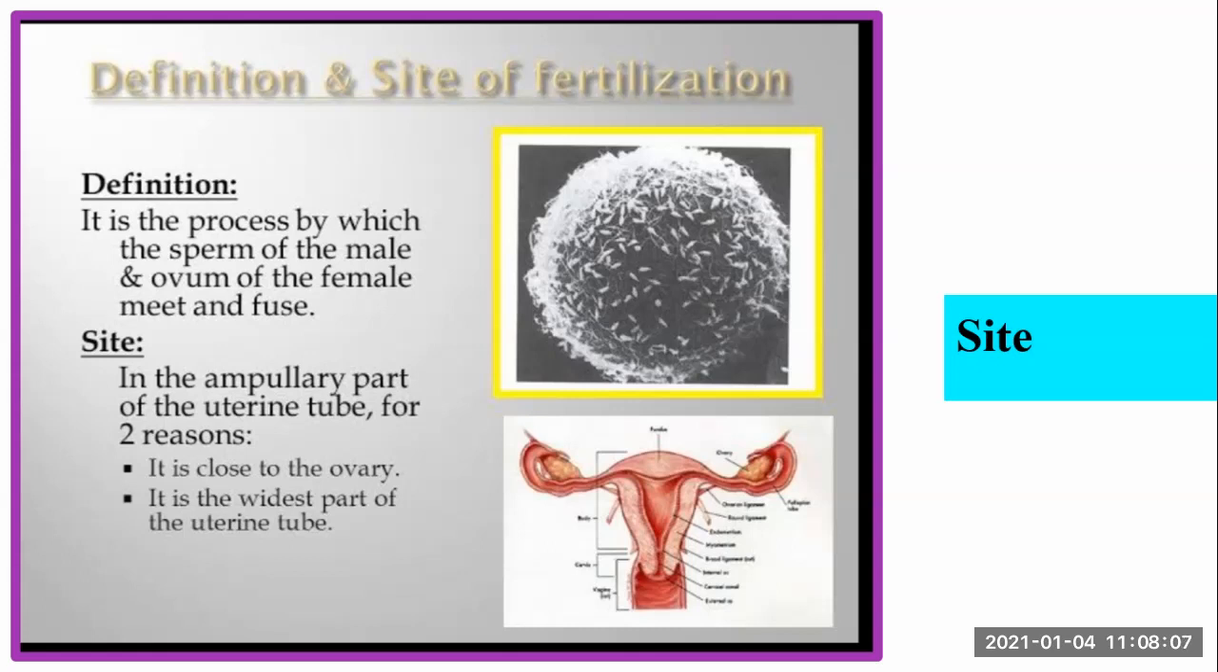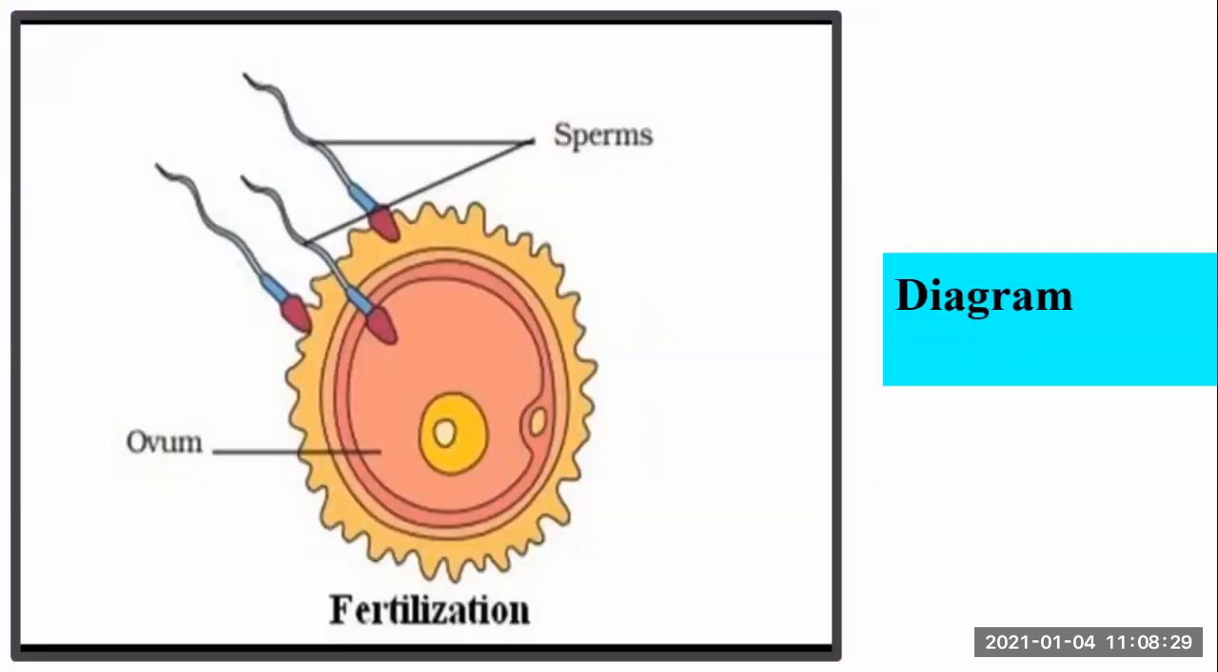Now what do you mean by the ampullary part? The ampullary part of the uterine tube, of the fallopian tube, is where fertilization takes place. Here you can see how the fertilization takes place, how these sperms penetrate the layers of the ovum, and how the fusion of the ovum and the sperm takes place at the stage of fertilization.